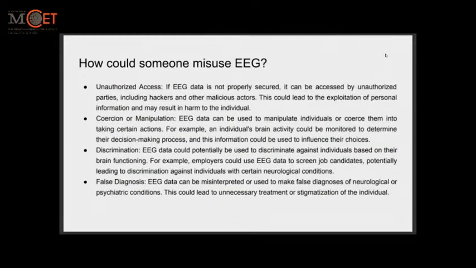The last one you can see is false treatment, right? If you alter the EEG data of someone, it will result in false treatment, which may go up to a wrong treatment, and the person could be lost. And if you understand how a particular person is thinking, then you can manipulate that person. If you know how I think, how I answer certain questions, you can easily ask me whatever you want, because you know the pattern. That's the misuse of EEG data. Someone can manipulate EEG data and achieve whatever they want from the other person.